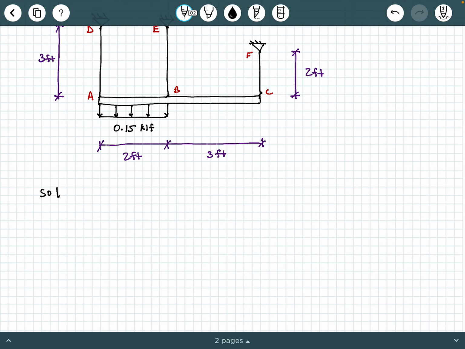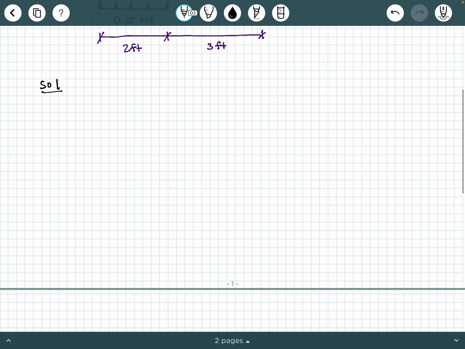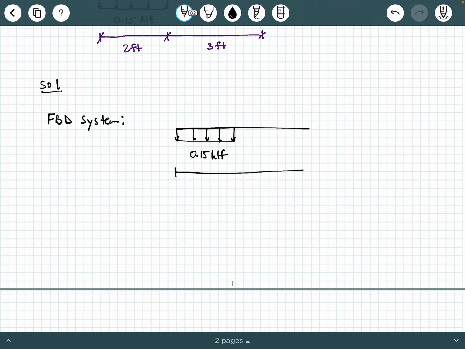So we're going to start with writing solution, and we're going to draw a free body diagram of the system. So when we draw this free body diagram, we can show our beam here, and then on this 2-foot span, we have that uniformly distributed load pointing downwards that has a magnitude of 0.15 KLF, that's kips per linear foot. And again, that's over 2 feet. And then we have this 3-foot length that is unloaded. And so this is points A, B, and C.